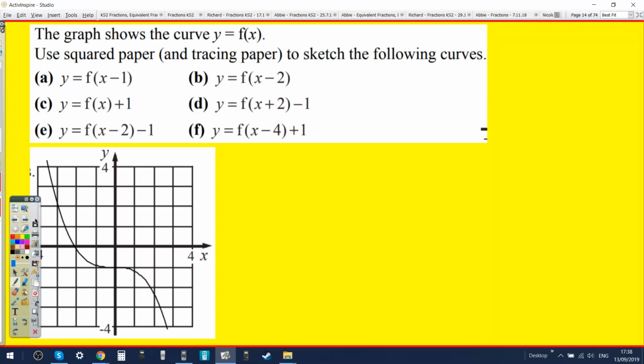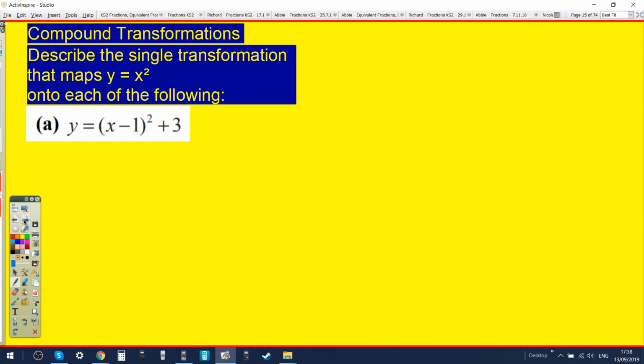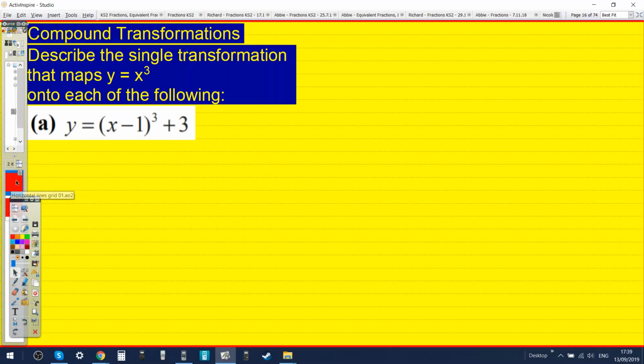That's more of the same, just a slightly different looking graph. Describe this. This is a compound. That's okay. Let's do this one.